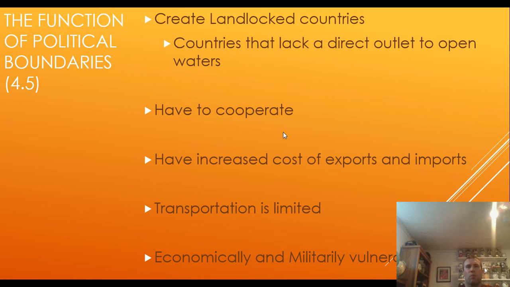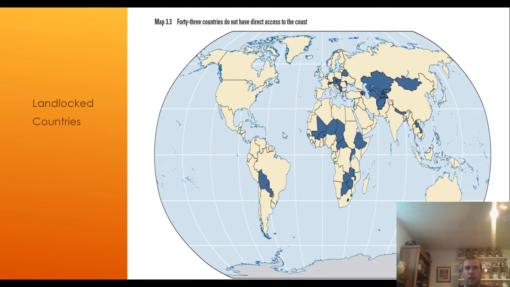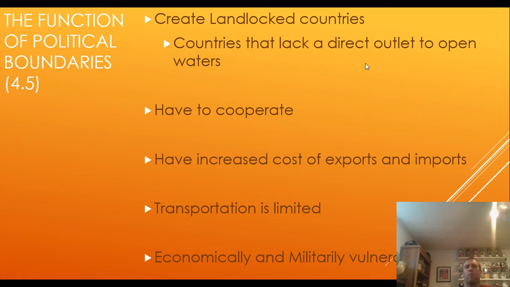Okay. What do political borders look like when they're functioning? So first of all, borders are going to create landlocked countries. There are 43 landlocked countries in the world. Can you find the only double landlocked country? You find it. Okay. It's where a country is bordered by also completely landlocked countries.